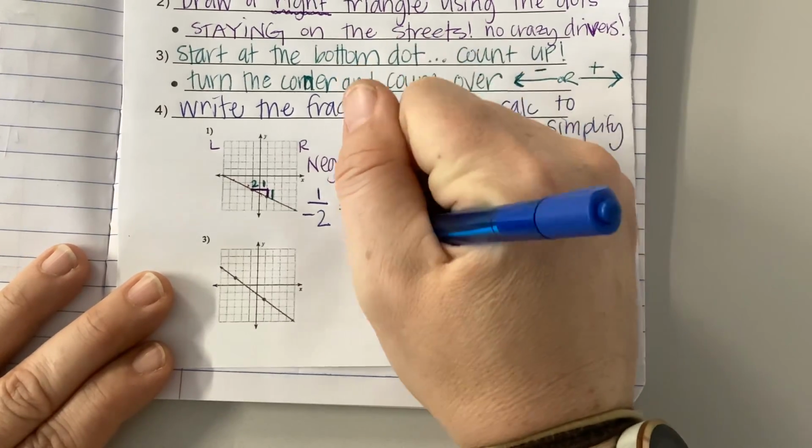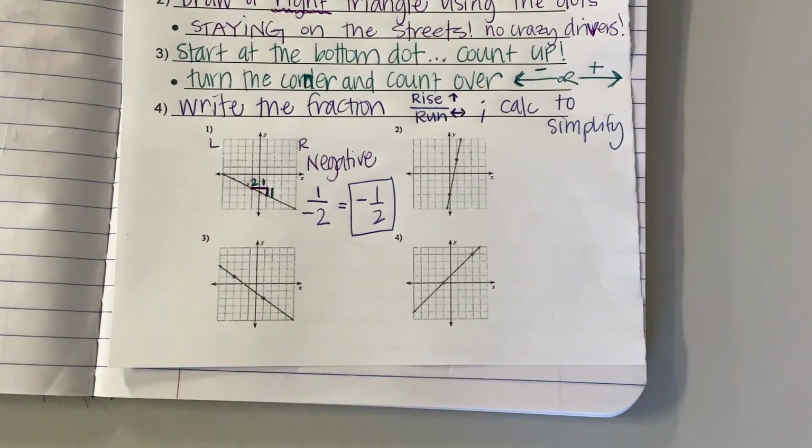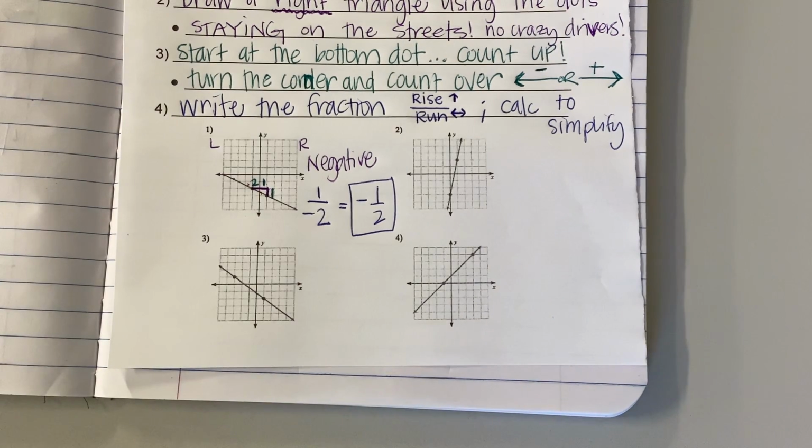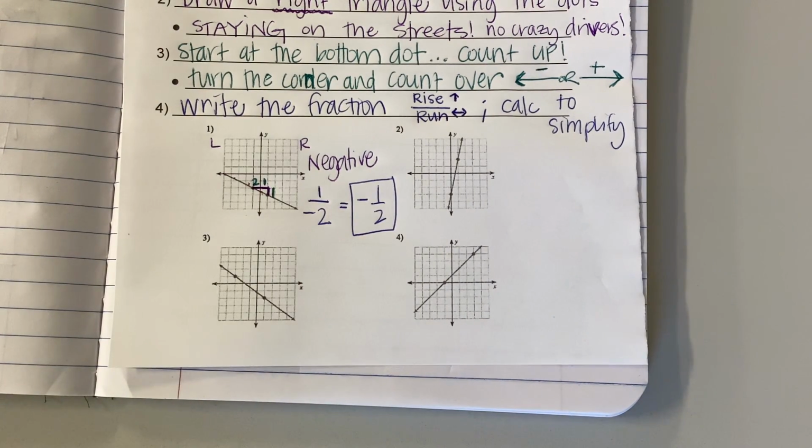-1 over 2. The negative can belong in the numerator, in the denominator, or out front. If you made them both negative, what would happen? It would turn positive. Excellent.